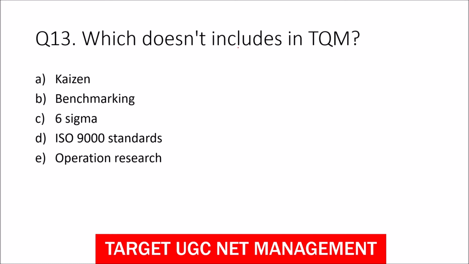Question 13. Which does not include in total quality management? Kaizen is included. Benchmarking is also included. Six Sigma is also included. ISO 9000 means 8 principles, 8 principles related to the quality standards. And operations research is related to a different topic. It is a different subject. So the correct option is option E.